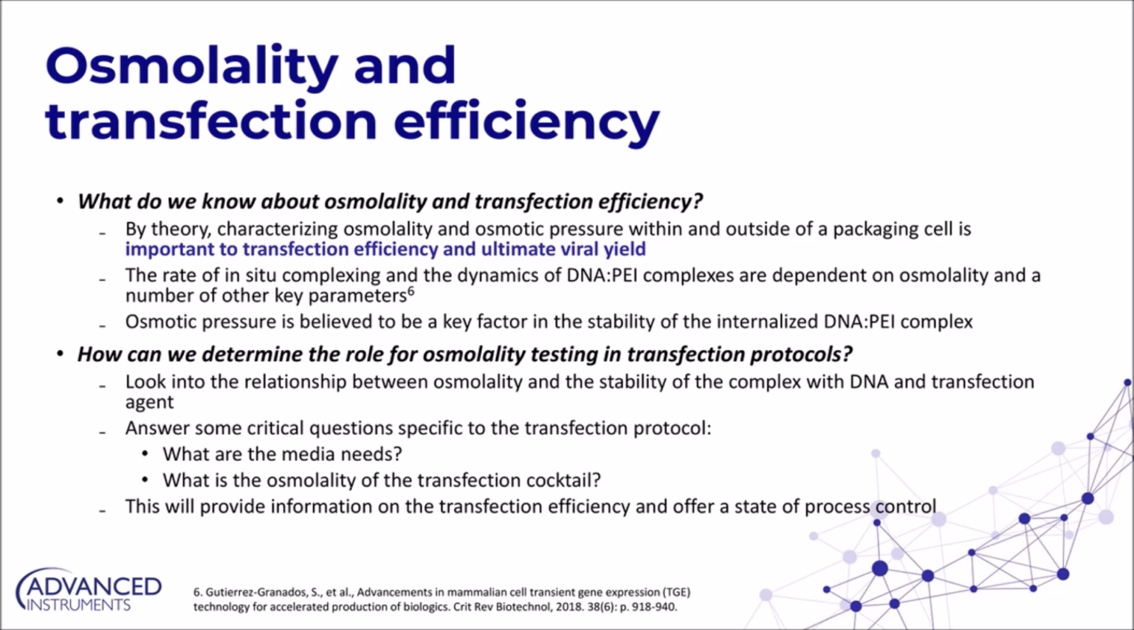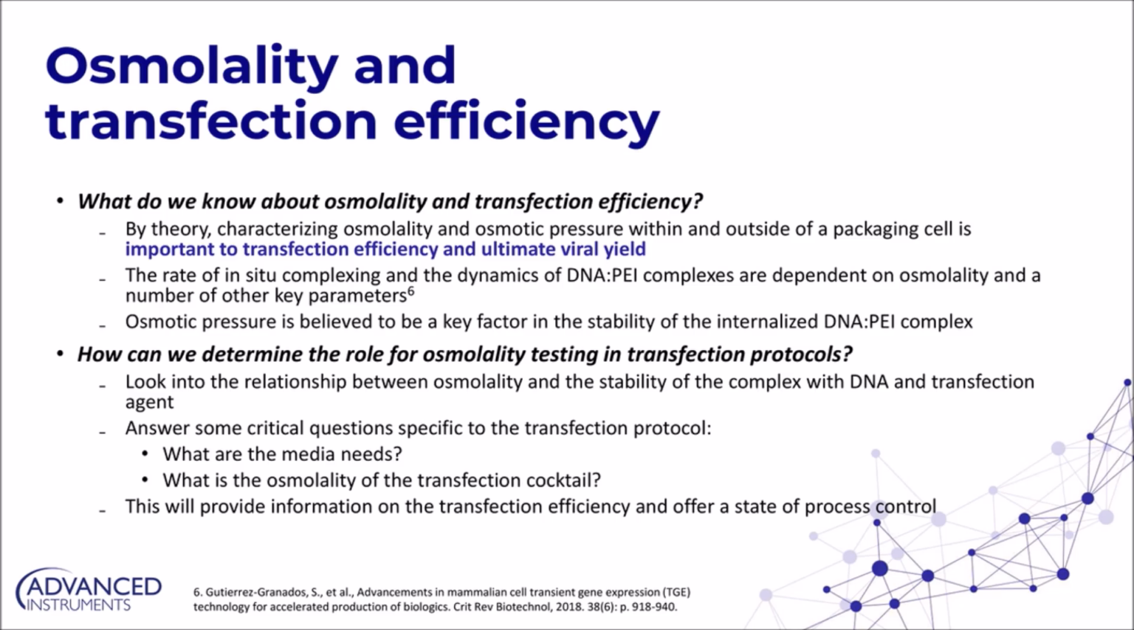What do we know so far about osmolality and transfection efficiency? So if we look at osmolality in theory and kind of look at osmosis in cells, characterizing osmolality and osmotic pressure within and outside of a packaging cell could be really crucial to the efficiency of the transfection, as well as ultimately the viral yield from this process.